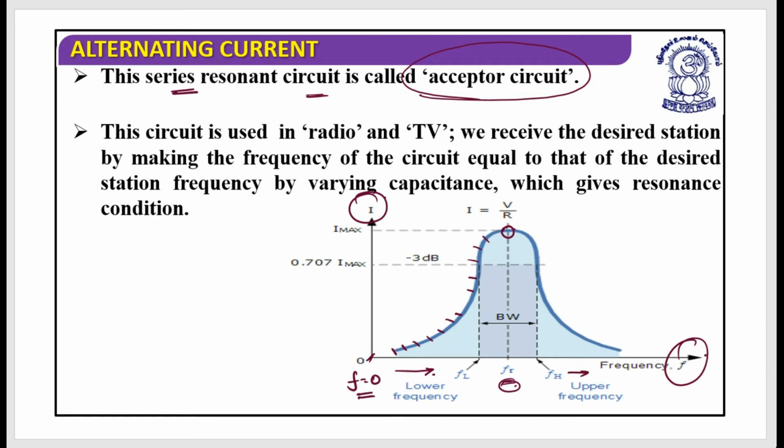As soon as I leave this point, that means my frequency is still increasing, what I find is that my current starts decreasing, and it is something like that. I hope this is clear. Is it clear? So this kind of circuit is used in radio and TV, where we receive the desired station by making the frequency of the circuit equal to that of the desired station frequency by varying capacitance, which gives the resonance condition.